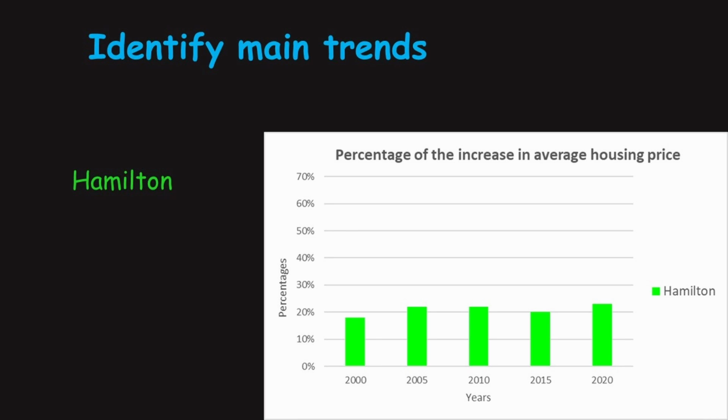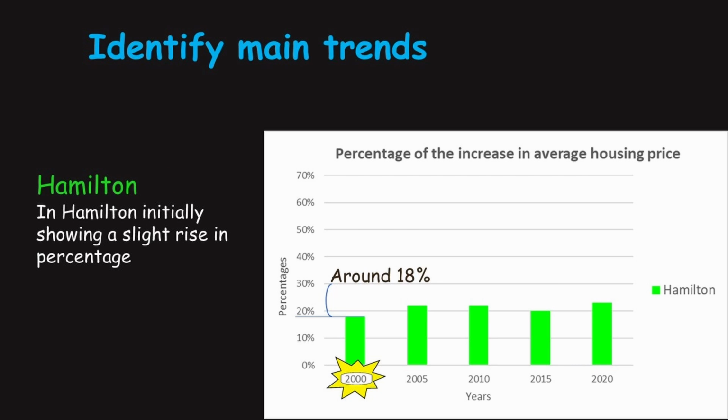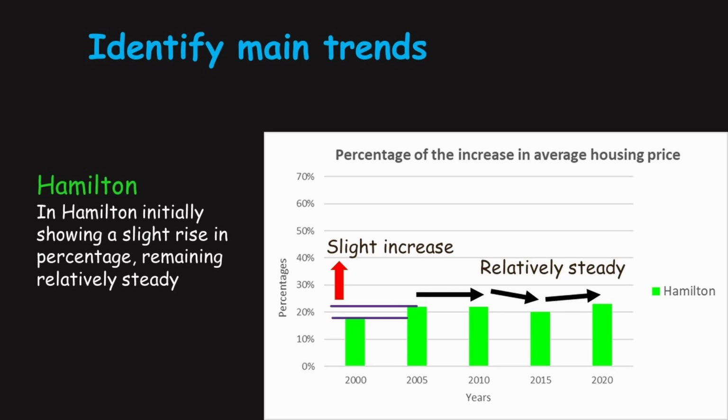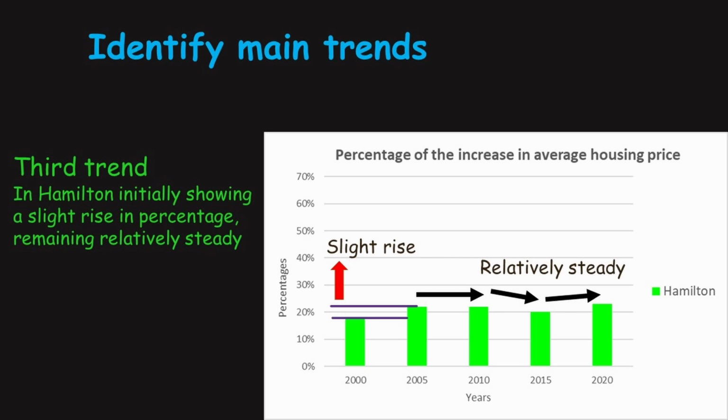After the next visual separation, we can see the green bars that describe Hamilton's trend. We can see that at the beginning of the period, in 2000, Hamilton had around 18%, and later, in 2005, there was a slight increase. What followed that was a relatively steady period. And this is our third trend, Hamilton's rates of increase.